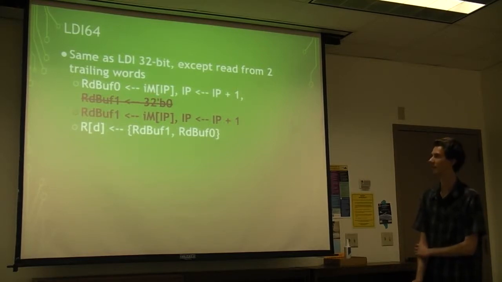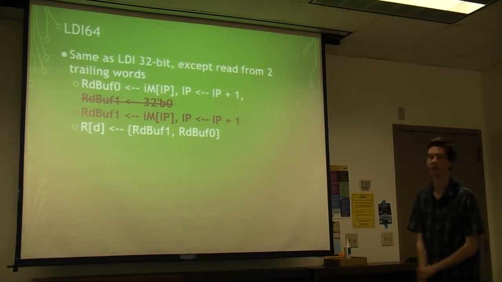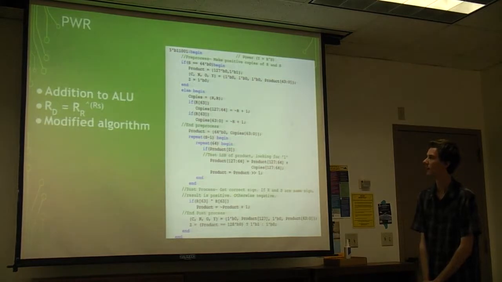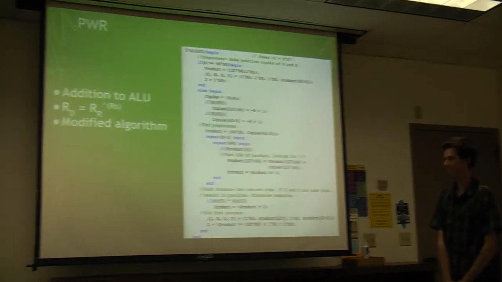And it's exactly the same, almost, except in the first state we take away rebuff 1 getting 32 bits of 0, because that's the next state. And then this last state is the same as load immediate 32-bit, except the register gets both rebuffs. Okay.